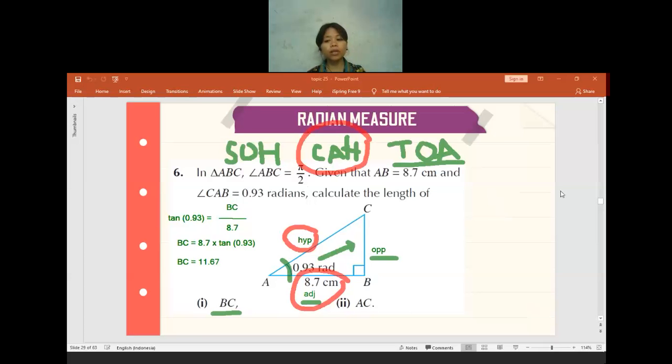Cos how many will it be? Cos 0.93, and then is equal to how many by how many? 8.7 divided by the hypotenuse, which is AC.